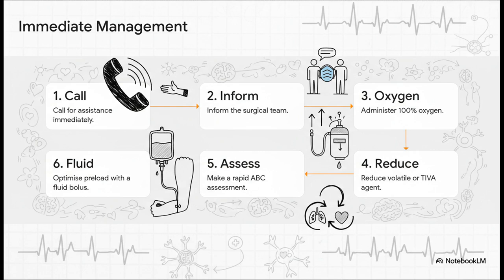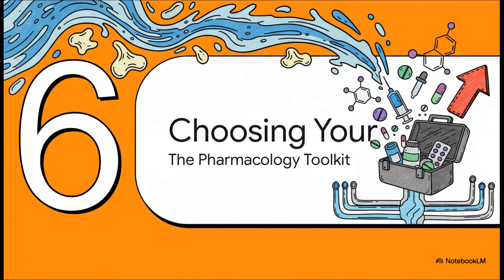3. Get the patient on 100% oxygen. 4. Turn down or turn off your anesthesia. 5. Do a quick ABC assessment. And 6. Get a fluid bolus in to optimize their preload. This sequence needs to be automatic, like muscle memory. The fluid is running wide open, but the pressure is still in the boots.